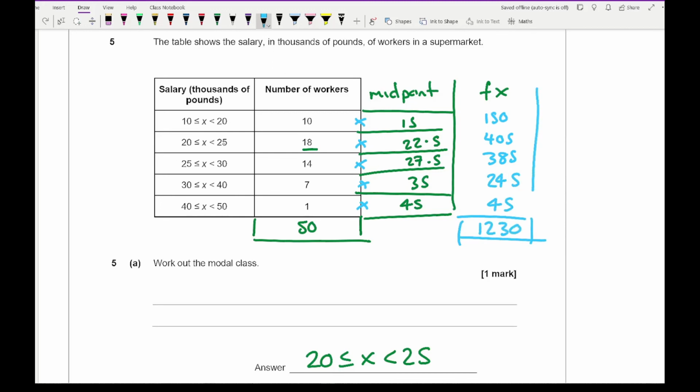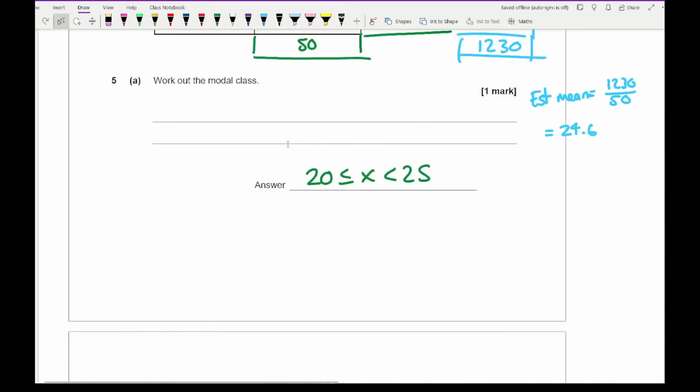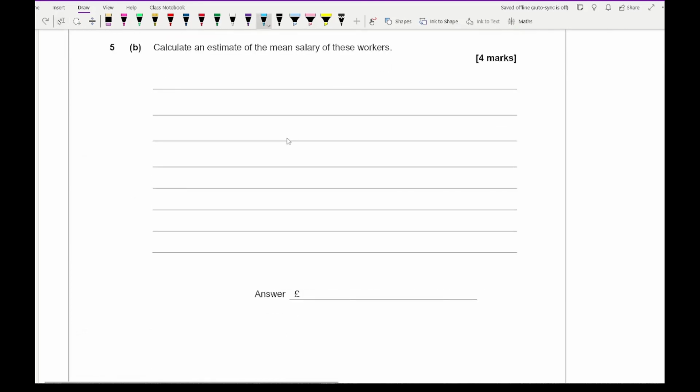So then here, I just write down the estimated mean is going to be 1230 divided by 50, which gives me an answer of 24.6. And because we're looking at thousands, it's therefore going to be 24,600. And there is my final answer.